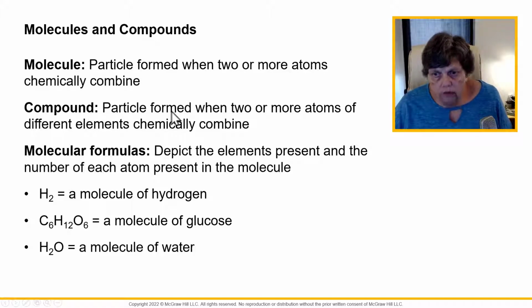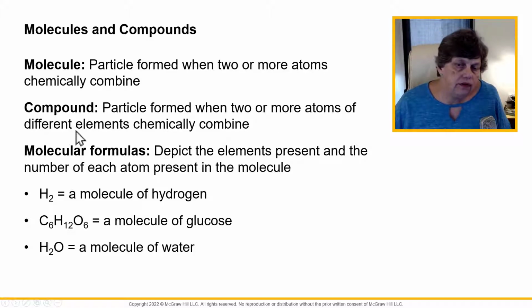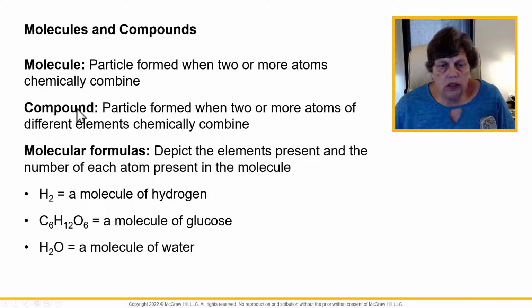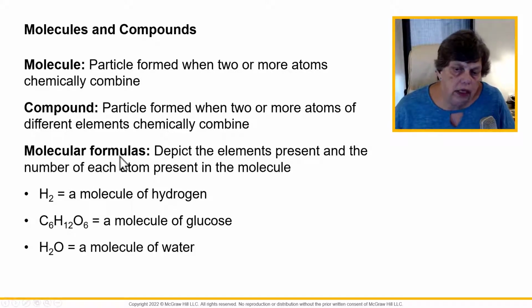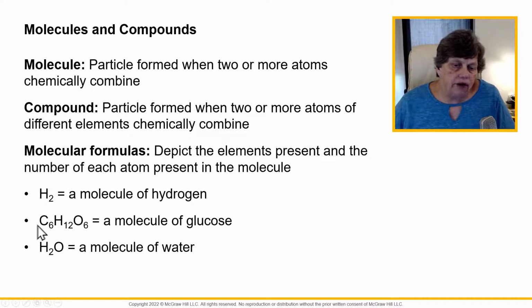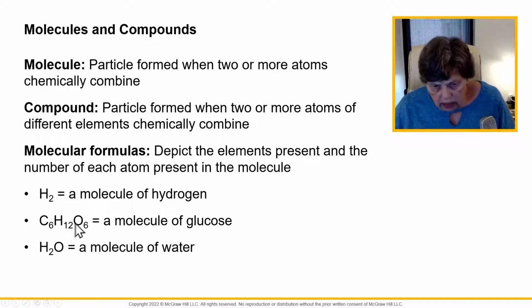Now, a compound forms when you take 2 or more atoms of different elements and combine them. For example, glucose. We've got some carbon in there, we've got some hydrogen in there, we've got oxygen. Now, how do we know what's in this particular compound or what's in this molecule? We have what's called a molecular formula, and that tells us the elements that are there and how many of each element is present. So this is glucose. This tells me that I have 6 carbon atoms, 12 hydrogen, and 6 oxygen. Water, 2 hydrogen, 1 oxygen.